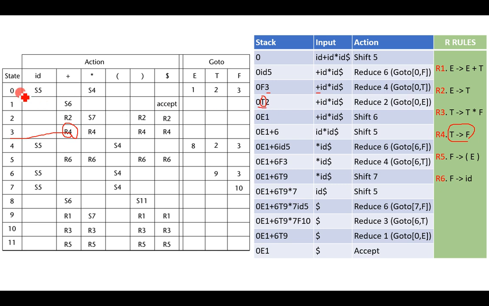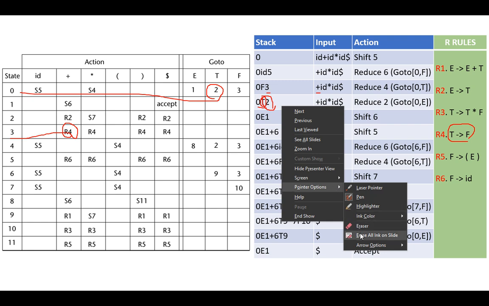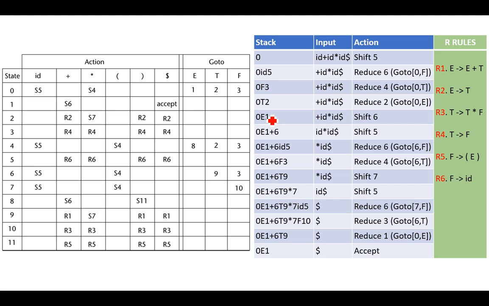So 0 and T on the go-to table tells us that we put 2 on the top of the stack. And that's how we have 2 on the top of the stack. Fine. All right, let's move our paint again. So 0T2 now is our stack content, and we are in state 2.